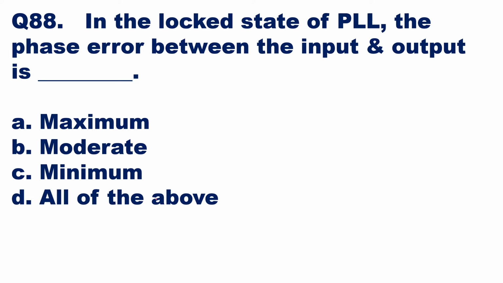That is the right answer, because in the locked state of PLL, the phase error between the input and output is minimum. Okay, so it should be minimum because it's in lock state and the output is equal to your desired input. So inputs and outputs are same. So in that case, it is locked. Therefore, the error will be minimum or there will be no error at all. So it is a minimum error. So minimum is the right answer here.